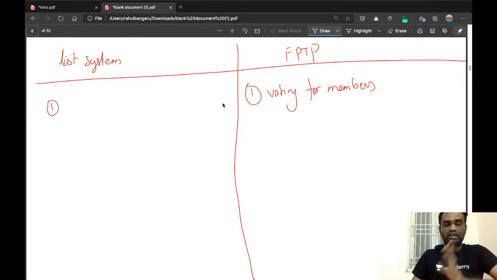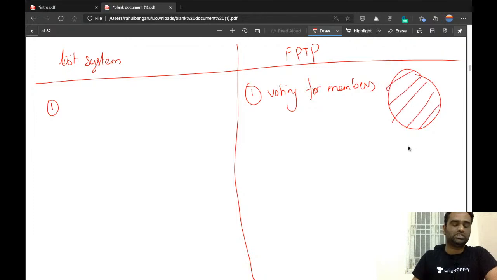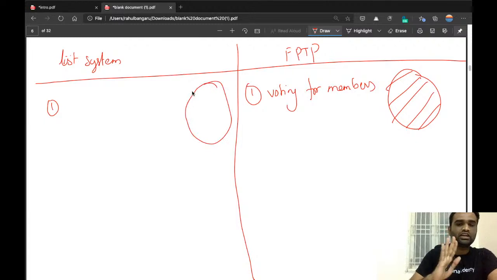Now the first fundamental difference is this. Assume this as Tamil Nadu. In the first past the post system, Tamil Nadu will be divided into various constituencies. But in case of the list system, the entire Tamil Nadu will be considered as one constituency.